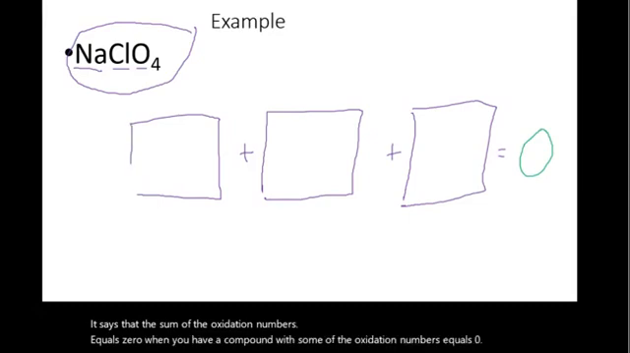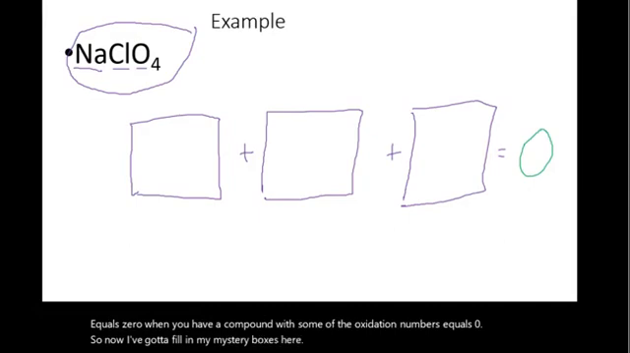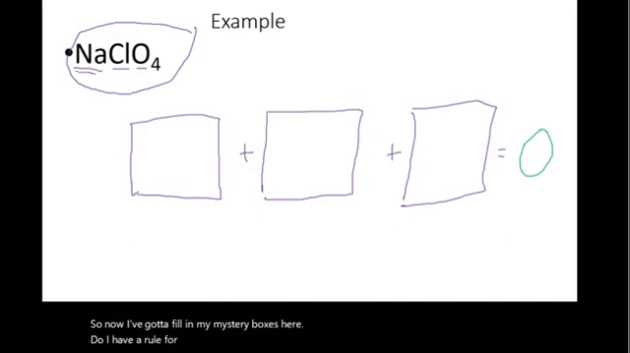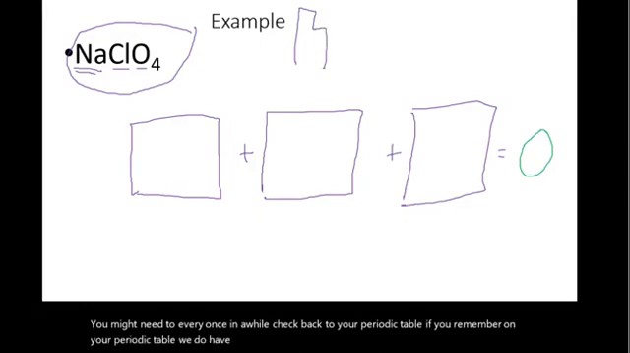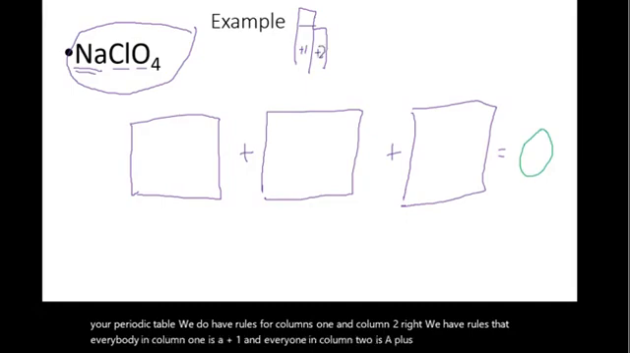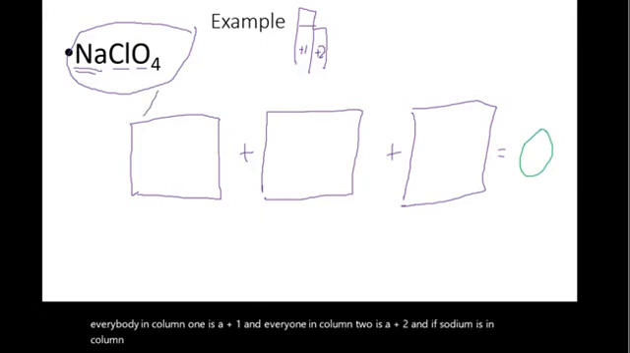So now I've got to fill in my mystery boxes here. Do I have a rule for sodium? Now, because we didn't name them outright, you might need to every once in a while check back to your periodic table. If you remember, on your periodic table, we do have rules for columns 1 and column 2, right? We have rules that everybody in column 1 is a +1, and everyone in column 2 is a +2. And if you know, sodium's in column 1, so we do have a rule for sodium. The rule for sodium is it's +1.